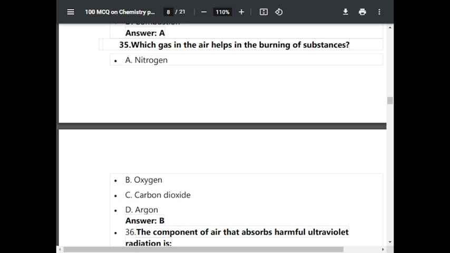Question number 35. Which gas in air helps in the burning of substances? Option A nitrogen, option B oxygen, option C carbon dioxide, option D argon. The correct answer is B, oxygen. Option B is correct: oxygen helps in the burning of substances.